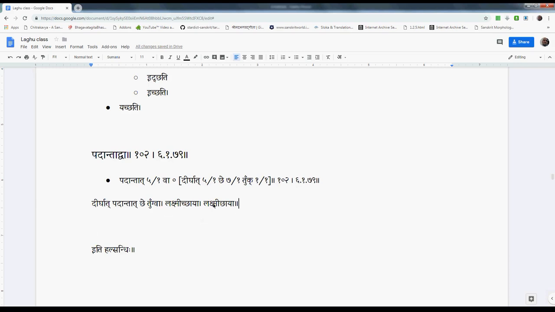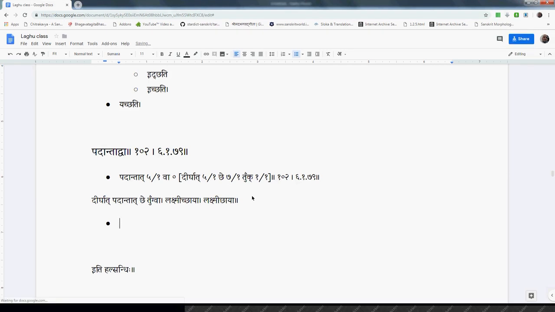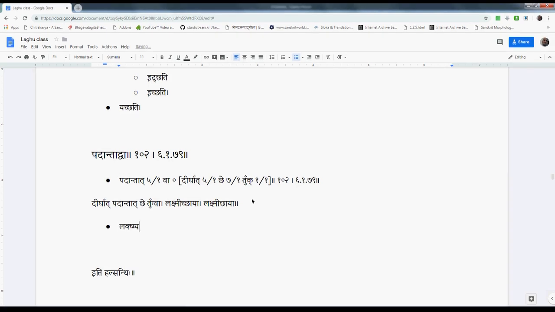Example given is Lakshmi chaya. Lakshmi chaya, so Lakshmyaha chaya, samasa again. Lakshmyaha. What's happening? Lakshmyaha. Okay, that's how the font is. It is splitting the shakara if I put a makara after that. Lakshmyaha chaya.